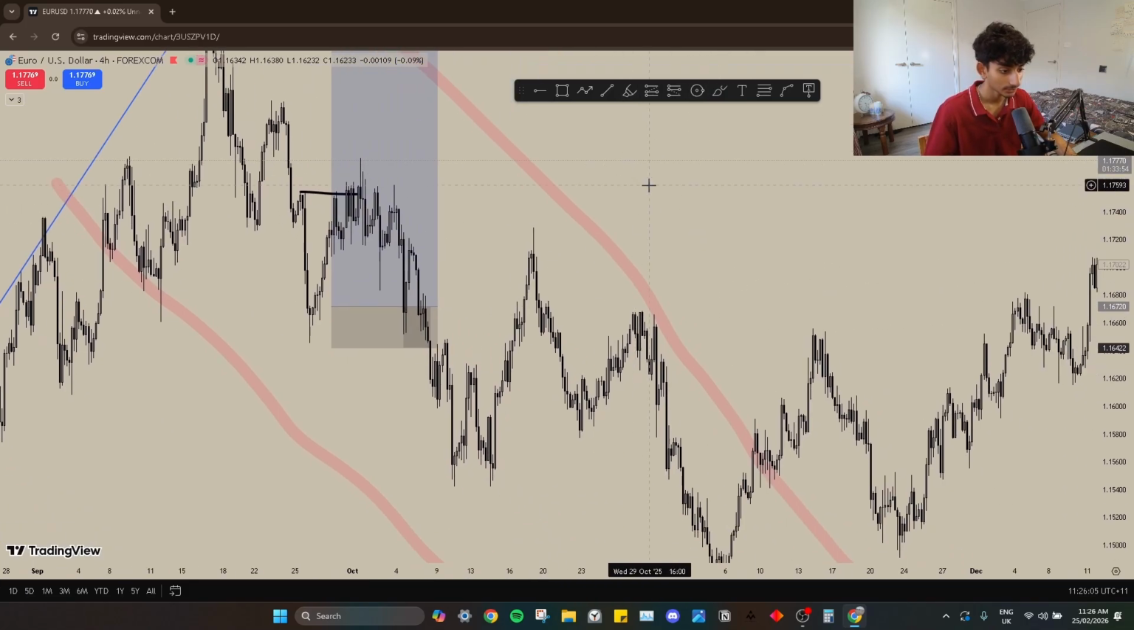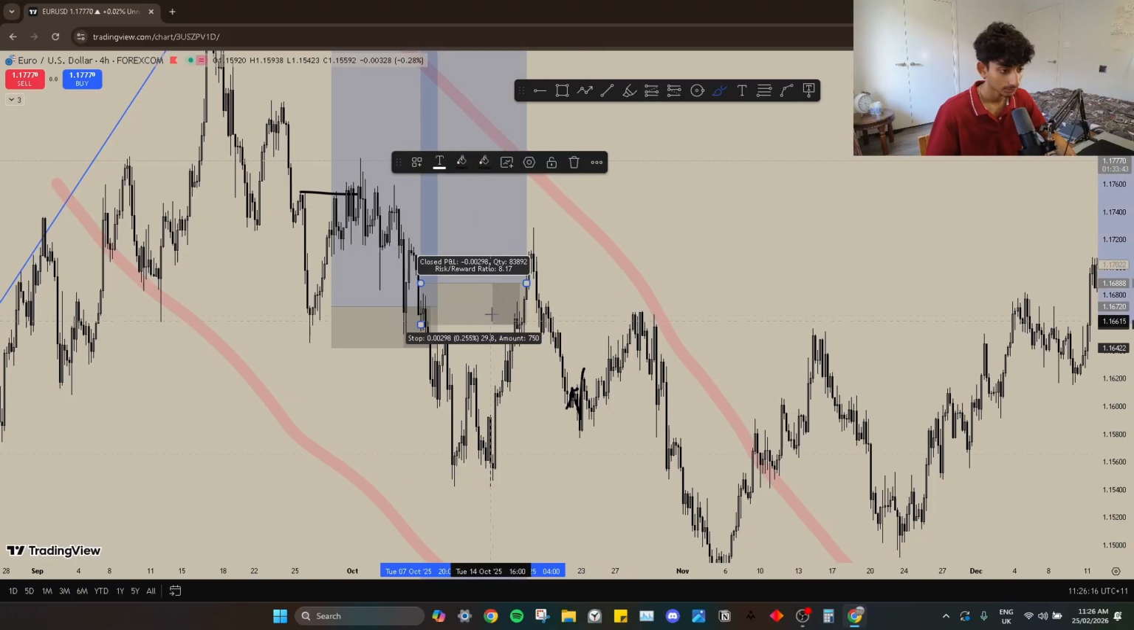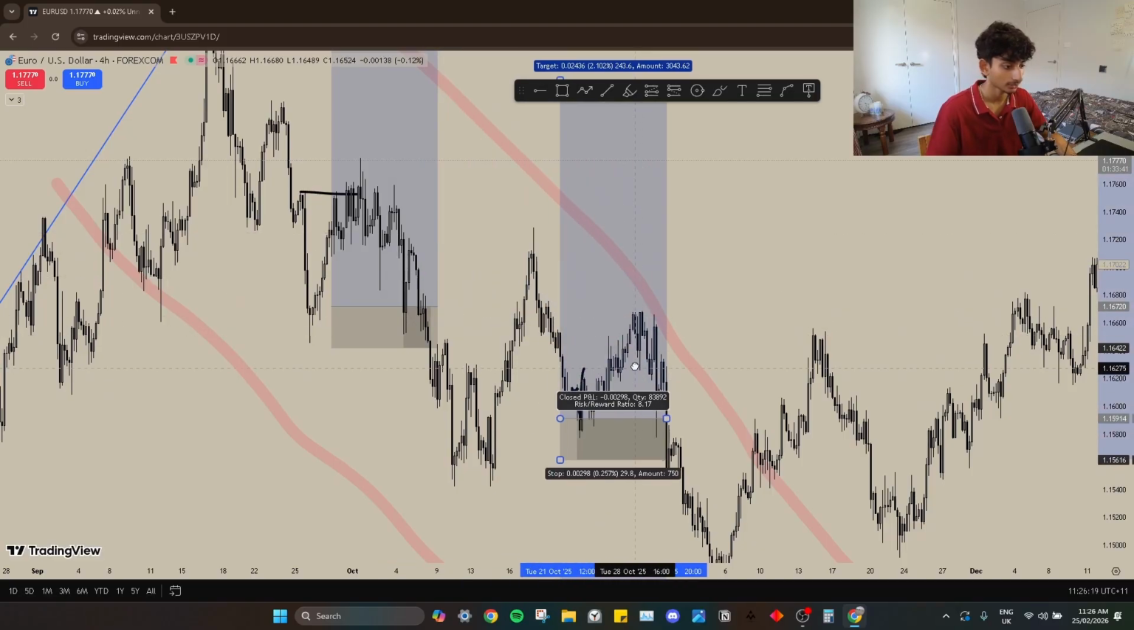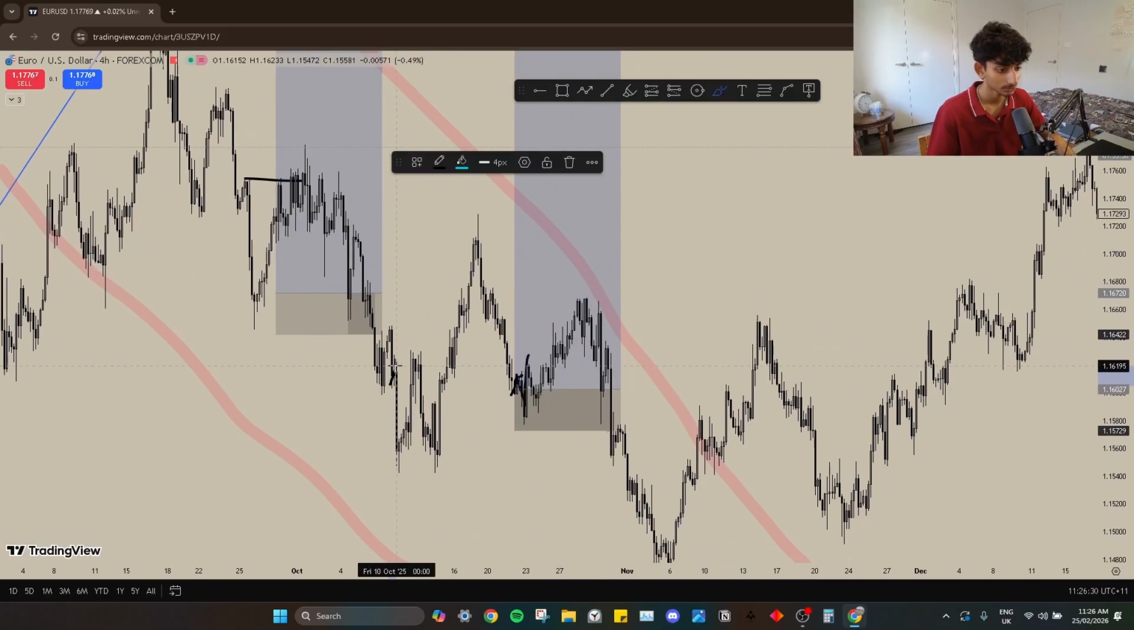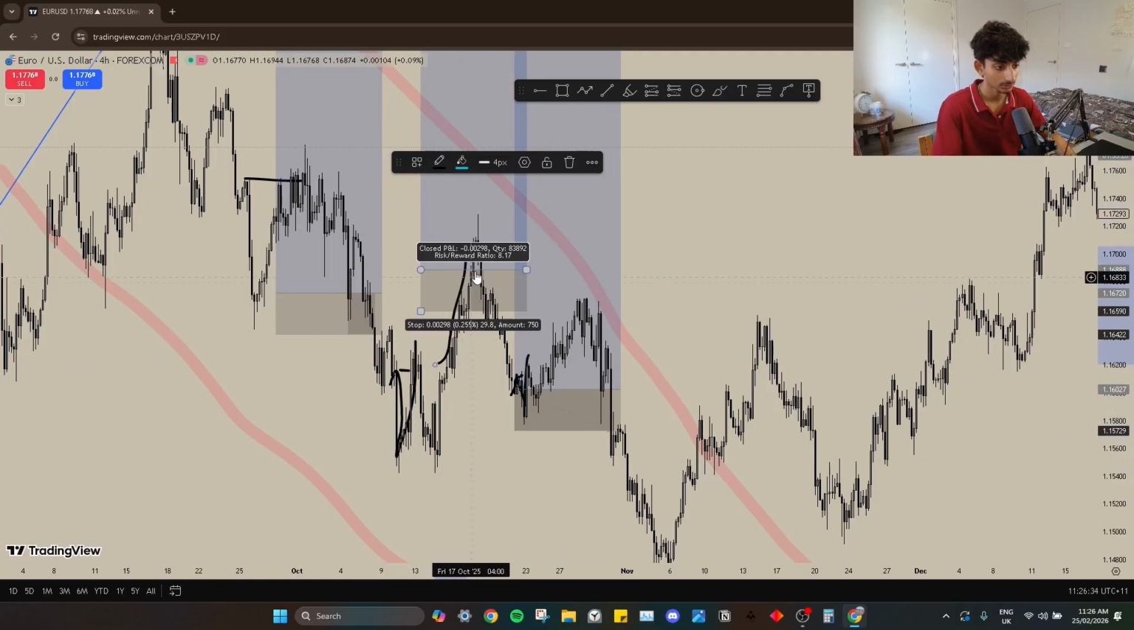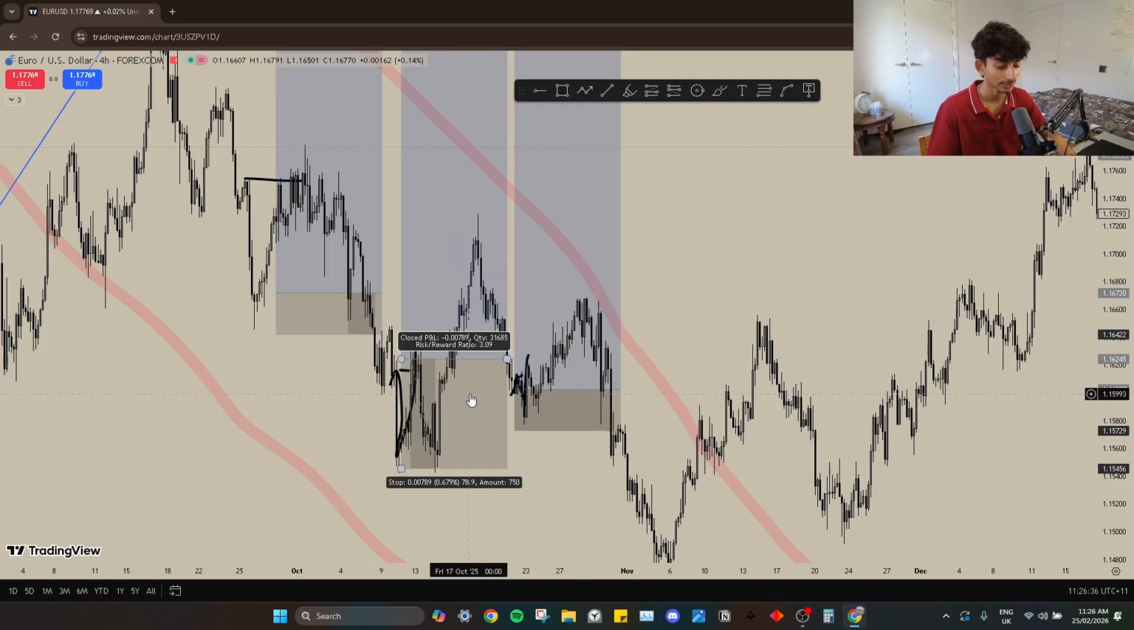Okay, let me give you another example. Boom, they see this push up, push down, push up, change of character, and then they go long. They go long like this, right? And then they get stopped out. Over here, they see this push up, push down, push up, change of character. They place a position, and then they get stopped out.